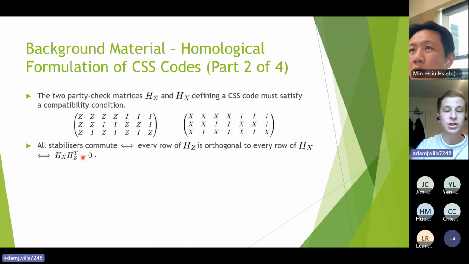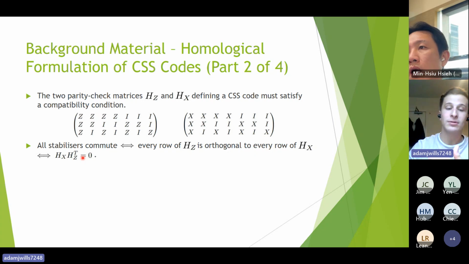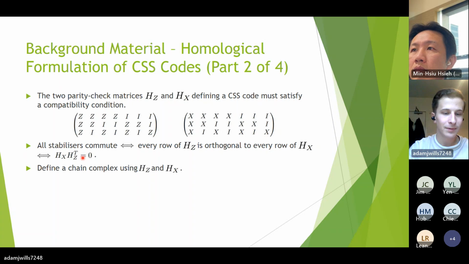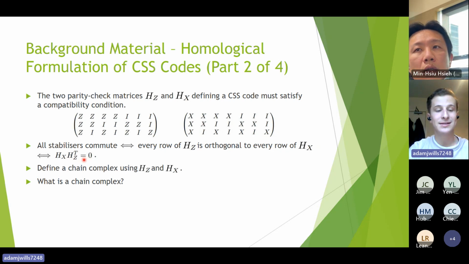You can check if every row of some matrix is orthogonal to every row of some other matrix by just turning one of the matrices on its end, and then you'll be multiplying each row against each row. And if you get the 0 matrix, then you know every row of the first was orthogonal to every row of the second. Now, once we've seen this condition, the homology comes in, because now we're thinking, let's define a chain complex using these things. But what is a chain complex?